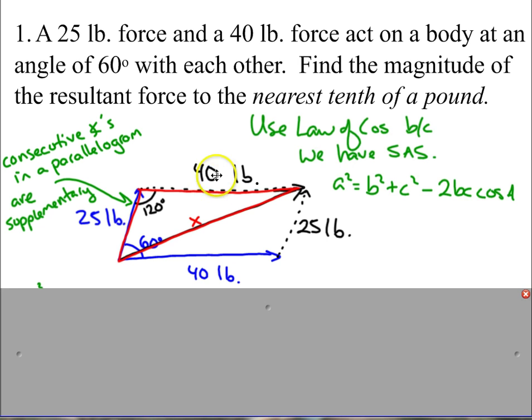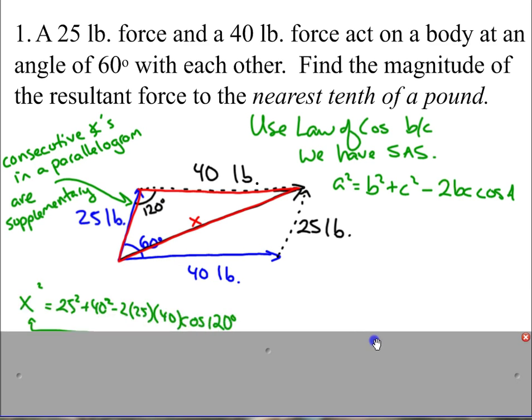Okay, so hopefully you would have thought that we'd use the law of cosines because we have a side, angle, side, and we're looking for another side. So set up your law of cosines, sub in all the information, and play the recording when you've got your answer, rounded to the nearest tenth of a pound.